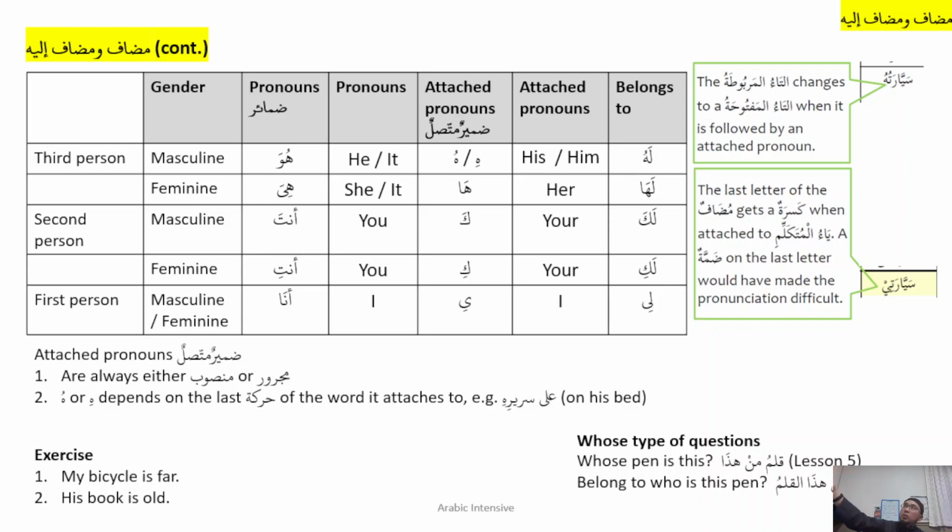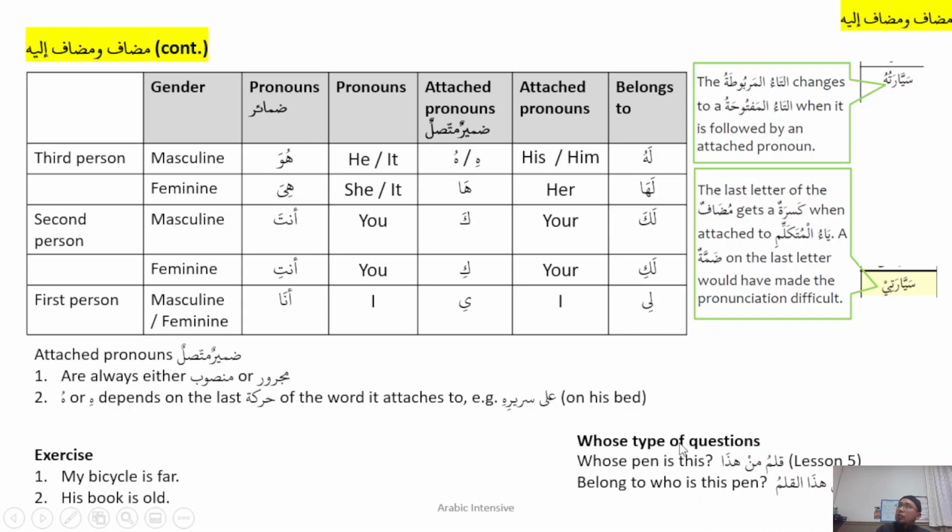So lahu means that belongs to him. Laha, belongs to her. If you want to say her book, it will be kitabuha. So just need to remember that column there, dhamir muttasil, and then belongs to is this column. Okay.